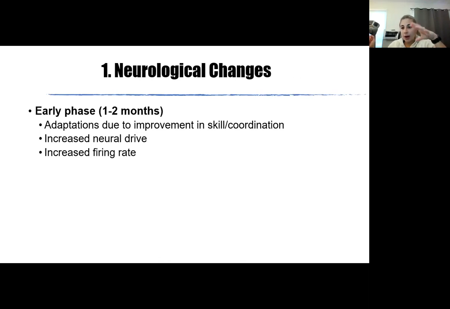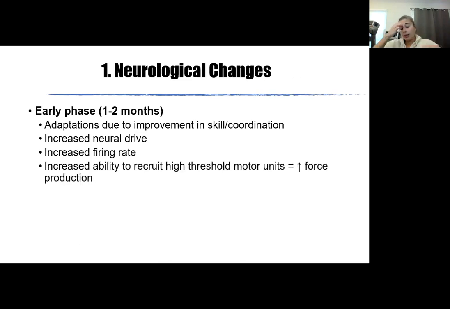Versus, this is your firing rate before, this is after, right? So we're better able to recruit those motor units, and recruit them faster. We're going to come to this in a chart in a second, but high threshold motor units. So we're better able to recruit these. And what are actually your high threshold motor units? Those are your type 2A fibers and type 2X fibers. Those are technically your high threshold motor units.